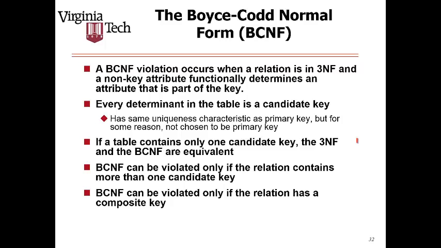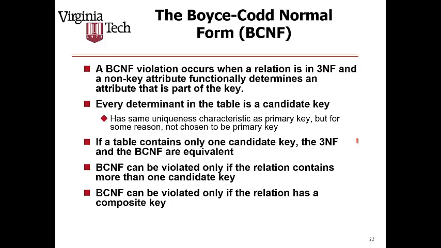Well, there's some additional normal forms, and the first one beyond third normal form is a Boyce Codd normal form. Most people aren't too interested in this kind of thing from an industry perspective because it's really rare. What it means is that some non-key attribute determines an attribute that's part of the key.